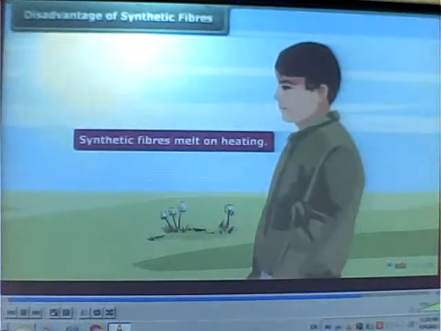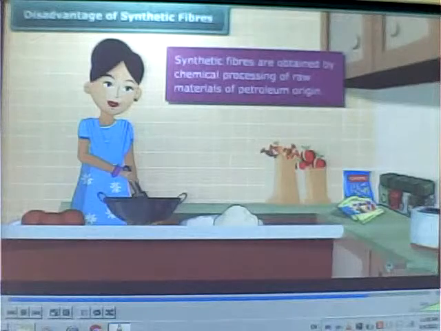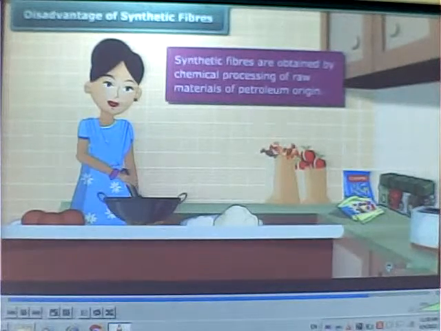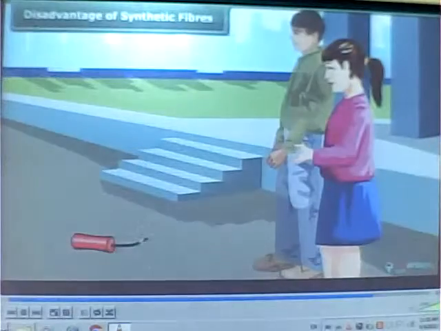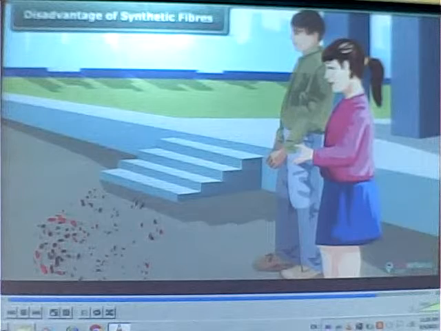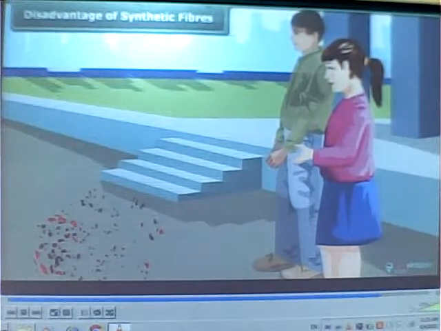Synthetic fibers are mostly uncomfortable to wear during summers since these trap our body heat and do not absorb sweat. Also, we are advised not to wear clothes made of synthetic fibers while cooking in the kitchen or burning firecrackers during festivals like Diwali, since these easily catch fire and hence are dangerous to wear.